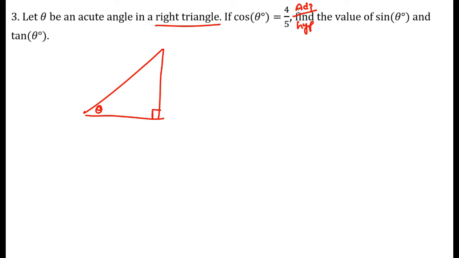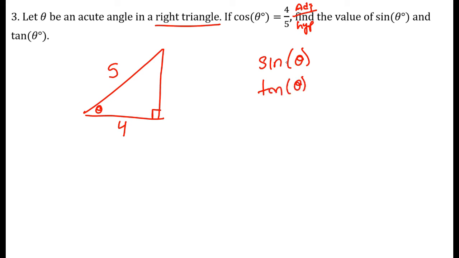Now you could pick any numbers that you want for the adjacent side of theta and the hypotenuse of theta as long as that ratio is 4/5. But I'm going to make it nice and easy and go with 4 as the adjacent and 5 as the hypotenuse, because those two sides are in a ratio of 4 to 5. I want to find the value of sine of theta and tangent of theta.